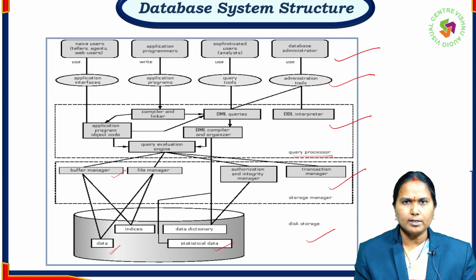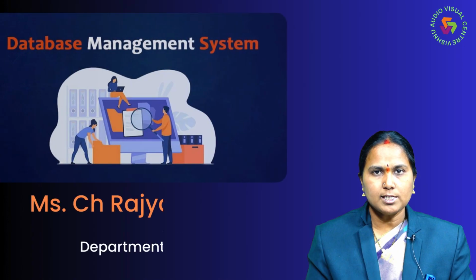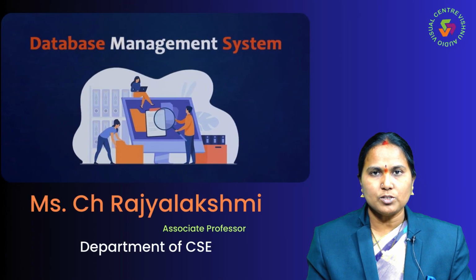An index is like the index pages we maintain in a book. In a similar manner in database systems, all the database objects can be indexed, showing where a particular data item is located inside the disk. Those indexes are maintained by the indices. These are the database system structure.